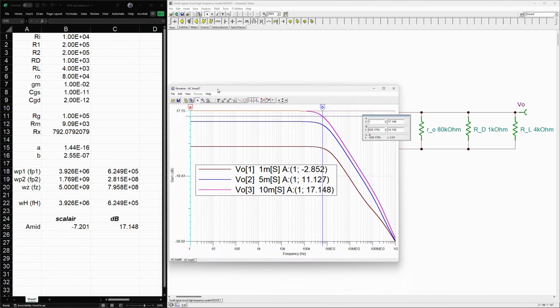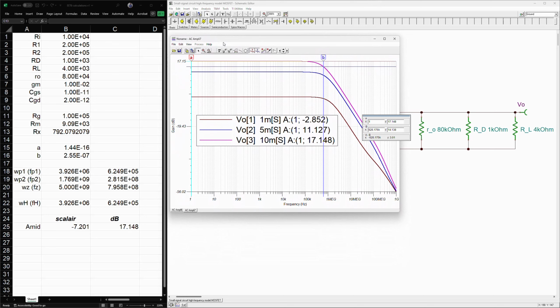We have discussed the transfer function using the Extra Element Theorem developed by Professor Middlebrook. And we have also shown how we can determine the upper cutoff frequency using the Dominant Pole Approximation.